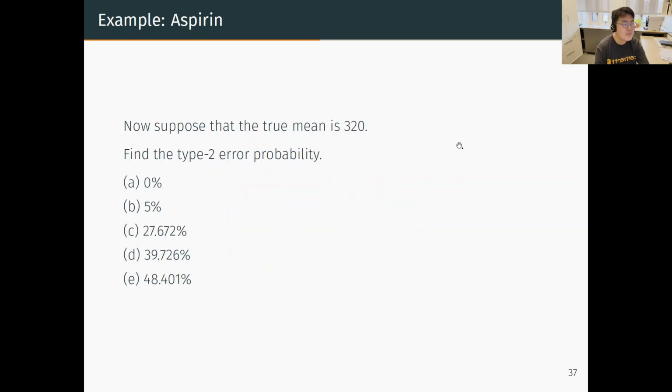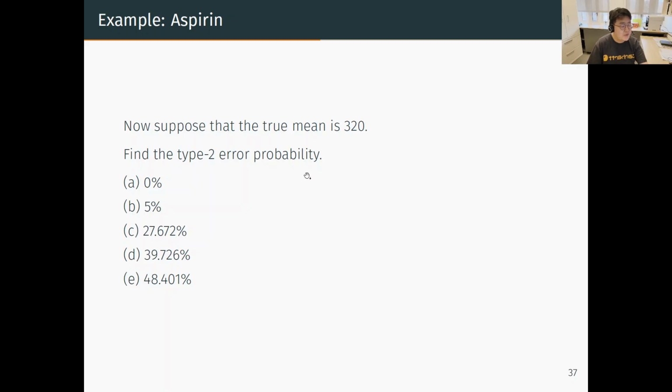Okay. Now I will try another number. Previously, there was only a 1 milligram difference, so it was hard to detect. Now think about a bigger difference. Now the true mean is actually 320 milligrams, 5 milligrams smaller than it's supposed to be, right? Then in this case, what is the type 2 error probability? Follow the same algebra and try it by yourself.